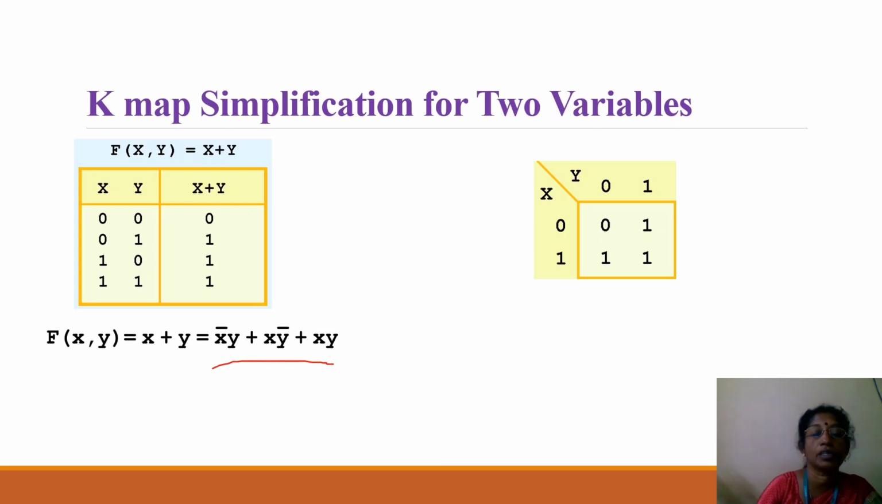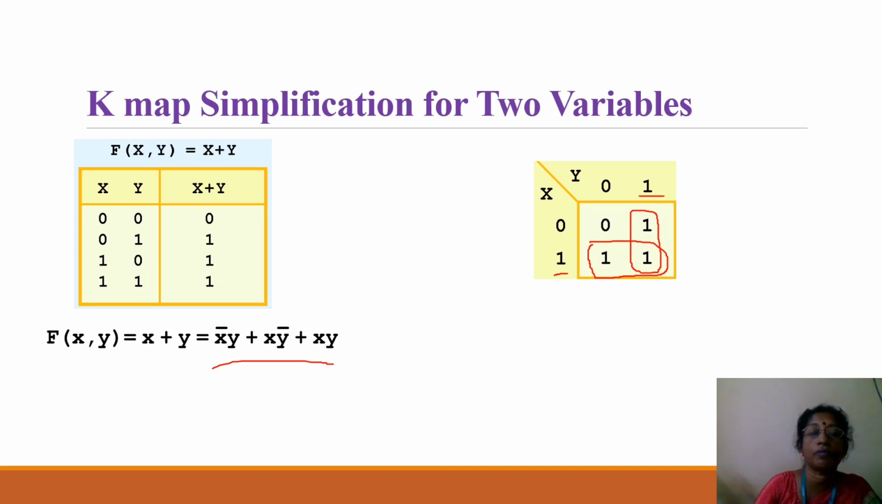This is your function. For this, we have to implement it in the K map. In the K map, 0 0 is 0, 0 1 is 1, all the terms are 1. So how will you group this? We will be grouping like this. One cell forms one grouping, and this is another grouping. We have to find the common terms. For this group, the common term is x. Similarly for this grouping, the common term is y.